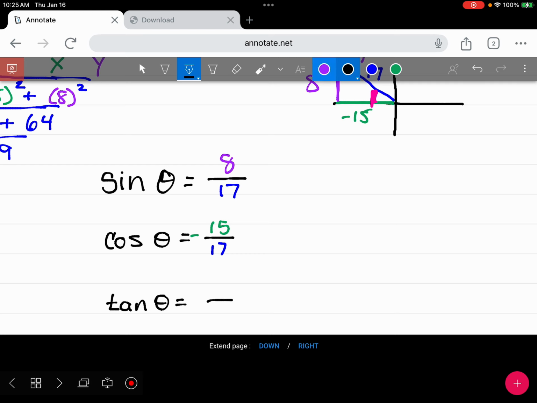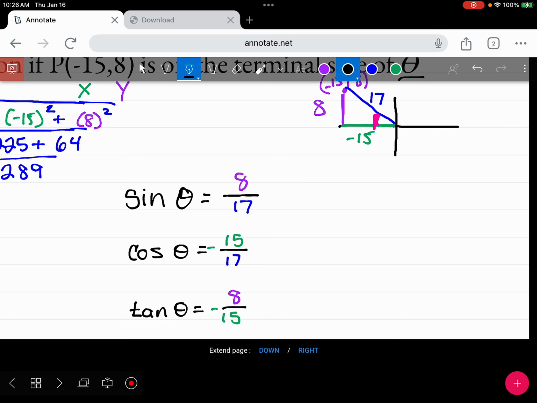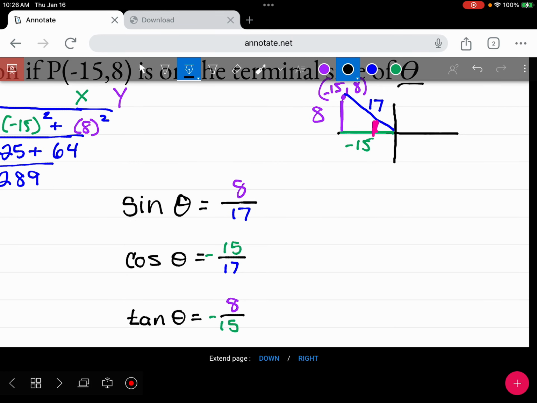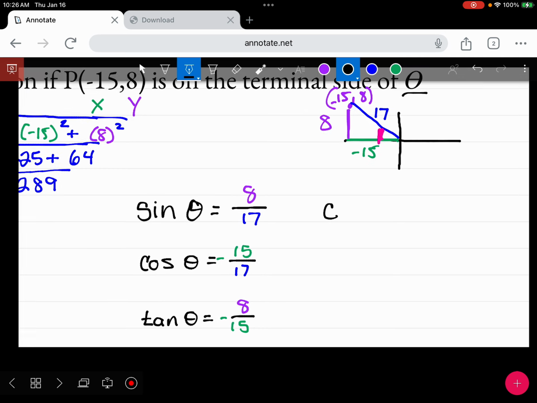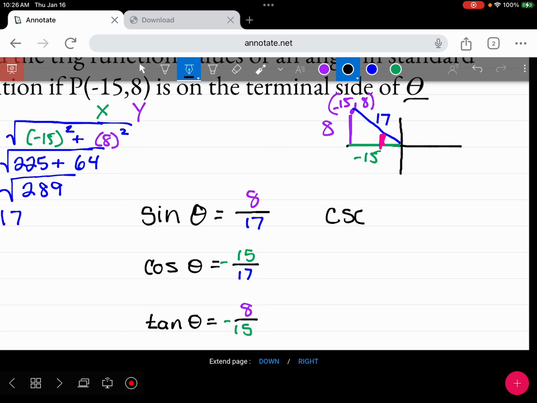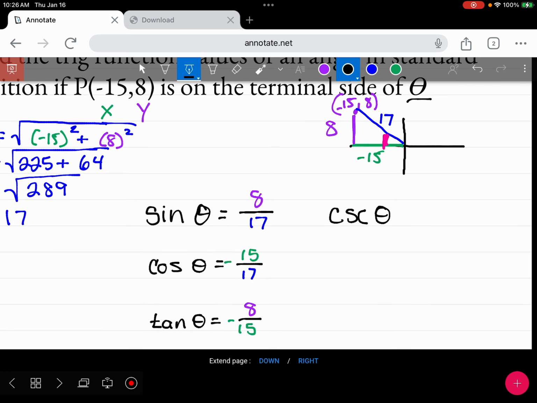So we're going to have our 8 over negative 15. And again, you can have the negative with the 15, or you can have it out in front. From here, we can get our other pieces. Sine goes with which one? Cosecant. Each pair only gets one co. Cosecant goes with sine. So cosecant of theta is going to be what?